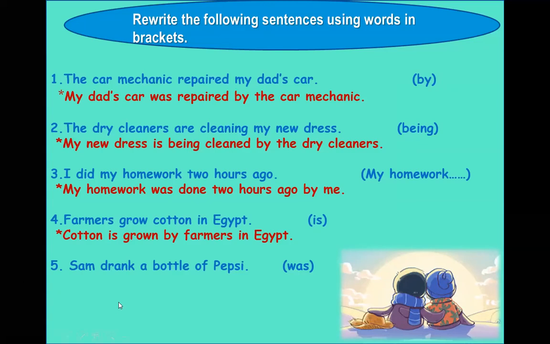Okay. A bottle of Pepsi. Excellent. Was. What is the past participle of drank? It will be drunk. You have to revise, all of you, the past participle of the verbs at the end of your book. We have got a list of verbs in present, past, and past participle. The past participle of drank is drunk. Perfect, by Sam. So a bottle of Pepsi was drunk by Sam. We will complete our session in another share.